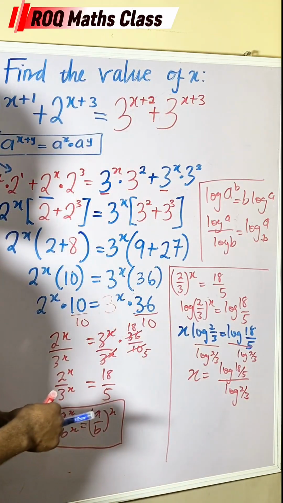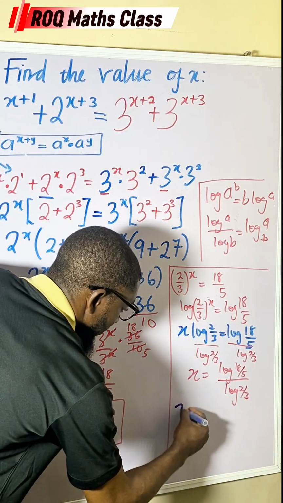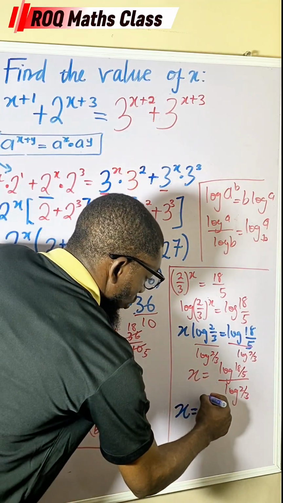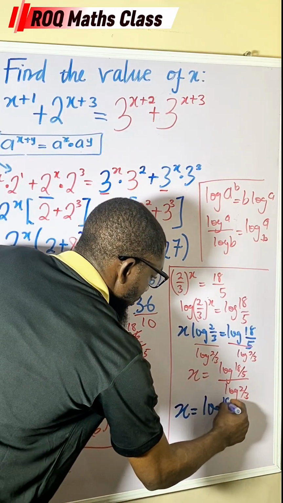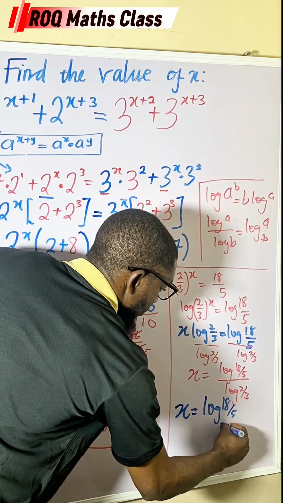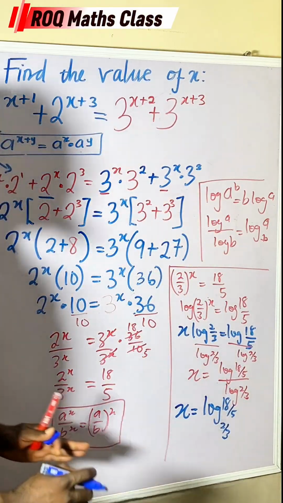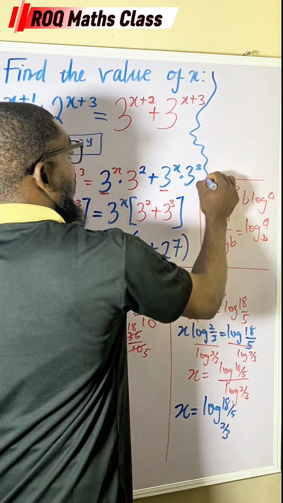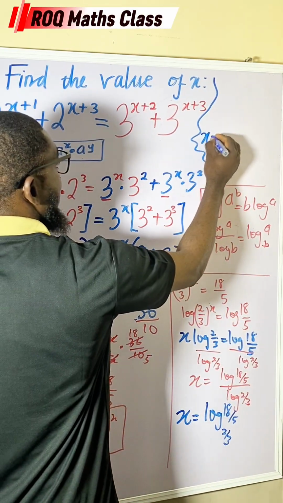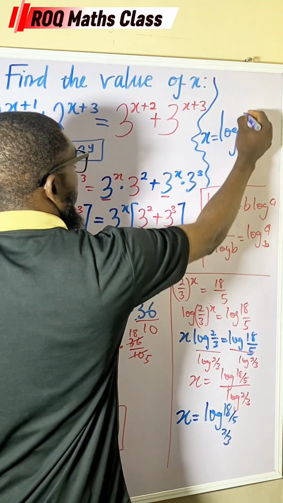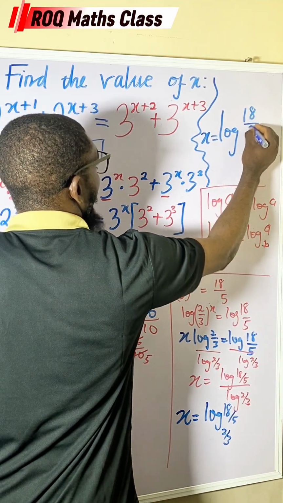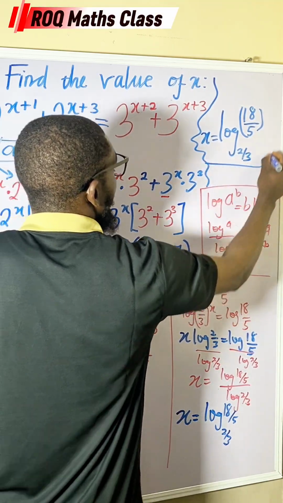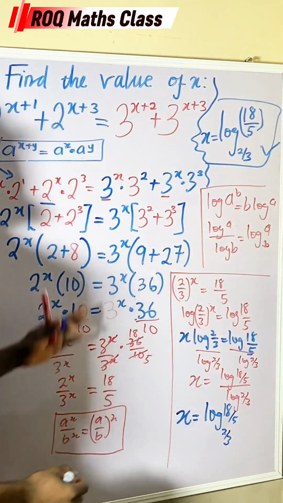So in this case now, our x will be the same thing as log 18 over 5 base 2 over 3. That is our value of x. Let me write it up here. The value of x that we have is log 18 over 5 base 2 over 3. This is the value of the x that we are asked to find.